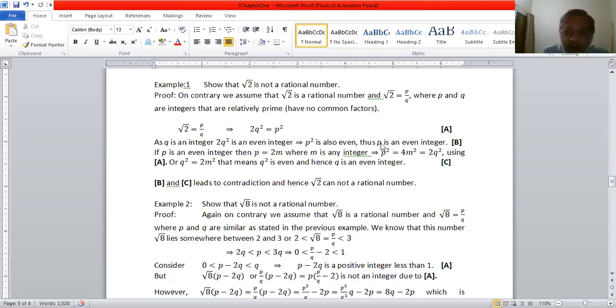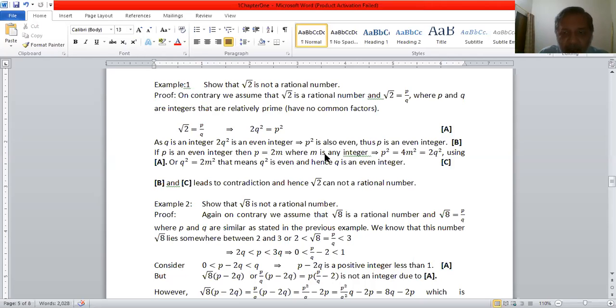So if p square is even, then p has to be an even integer. ये मेरा result p आ गया. Now if p is an even integer, so p must be 2 times some integer. Even integer क्या है? 2 के multiples, where m is any integer.